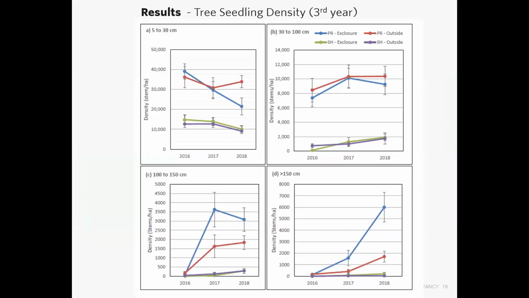And so these graphs here basically show that same story. There were 2 stands shown in blue and red, which are the site called Plank Road, and then in purple and green is a site called Sand Hill. Just looking at seedling density greater than a meter tall, you can see that within the exclosure, the blue line, there's a significantly higher density of seedlings in that height class inside the exclosure. However, we didn't see that trend at Sand Hill. However, we are thinking within, this is the 5th year after the exclosure went up, that we'll see that change.